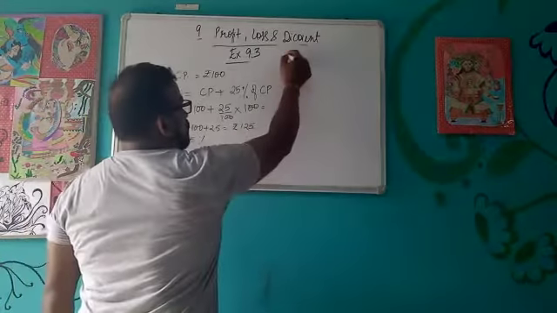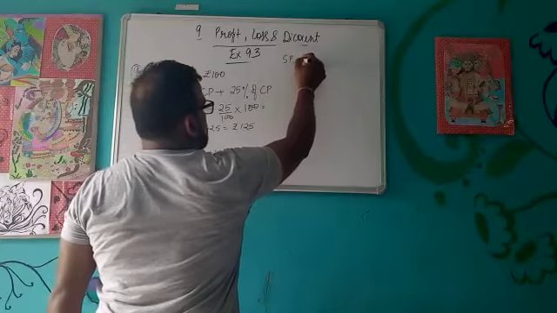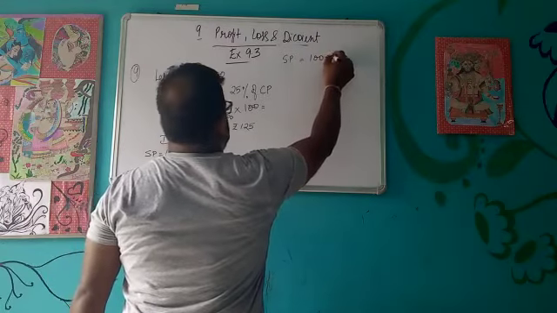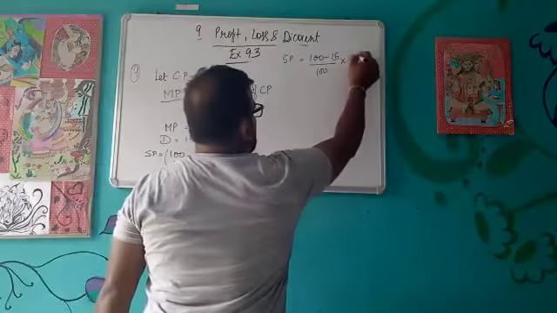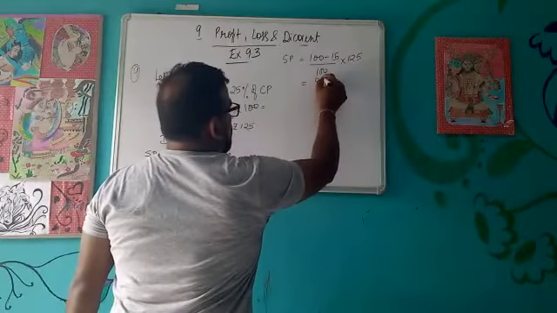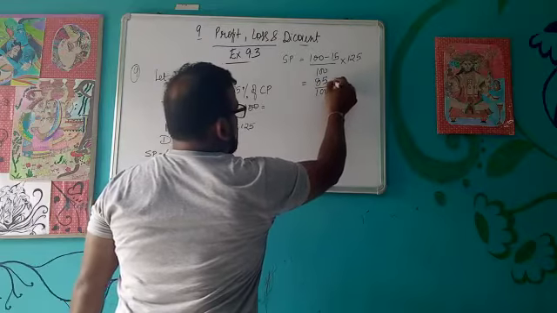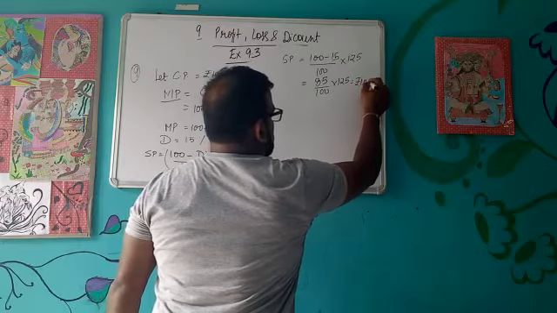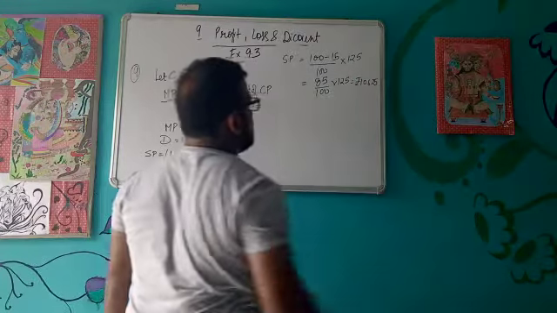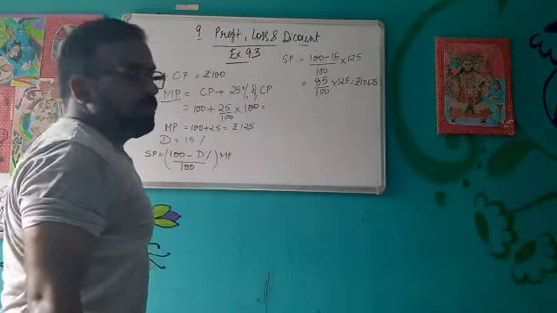So when you use the formula, you will get selling price is equal to (100 minus 15) upon 100 into 125, or 85 upon 100 into 125. So when you solve, you will get 106 rupees 25 paisa. So this will be the selling price.